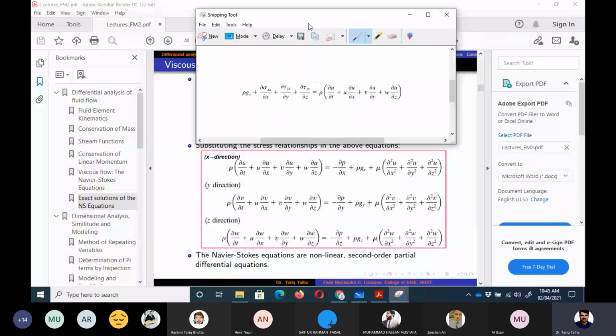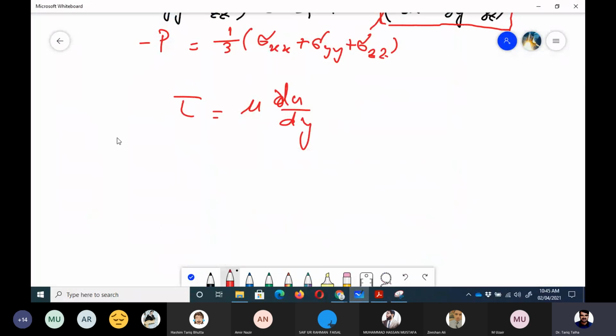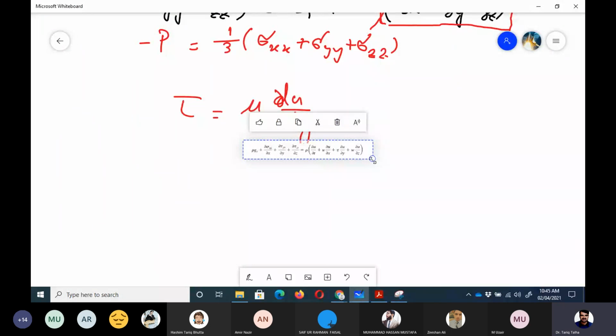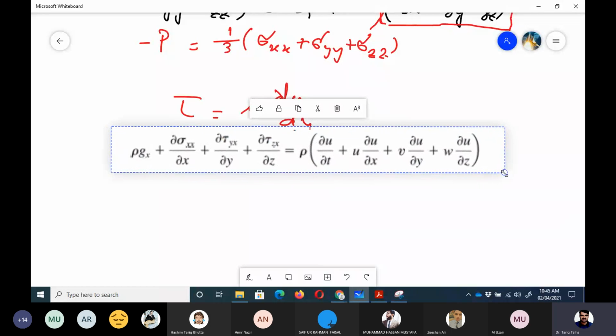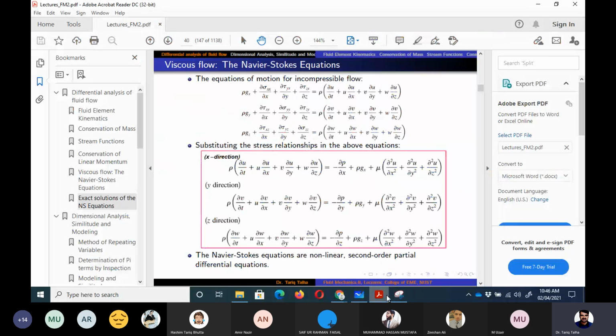Sorry, it should be copy, and then we can just paste it here. Okay, so this is our equation, and there are certain terms on it. We are going to talk about the left hand side, because if you see in the slide, this bit, which is the acceleration bit, is written unchanged here.